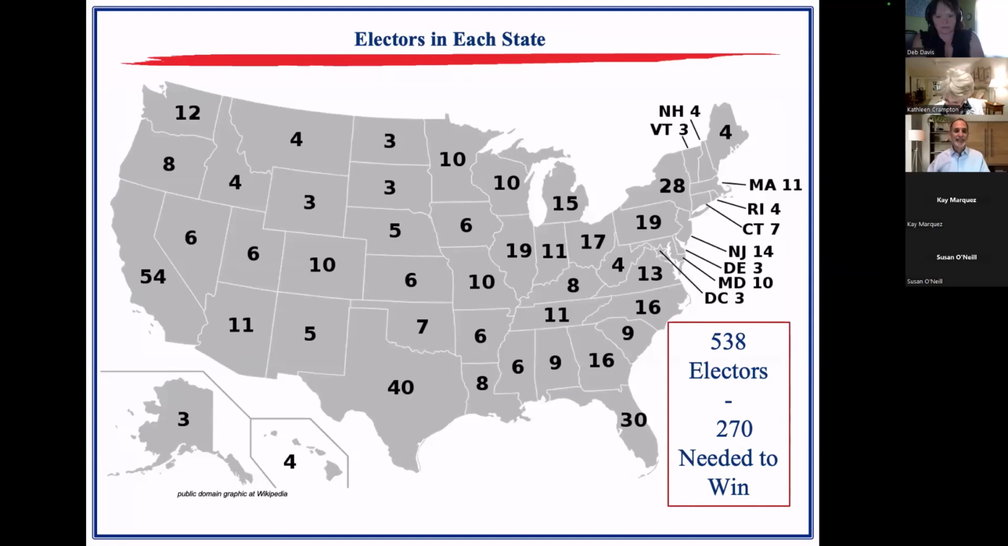Today, every state has electors, and the number of electors is equal to the number of members of Congress from that state. So if you're from Florida, there are 30 electors because there are 28 members of the House of Representatives and 2 senators. So there's a total of 538 electors across 50 states and the District of Columbia. The winner of the Electoral College needs 270 votes. So that's half plus 1. 270 is the magic number. No matter how many popular votes a person gets, they need 270 electoral votes.